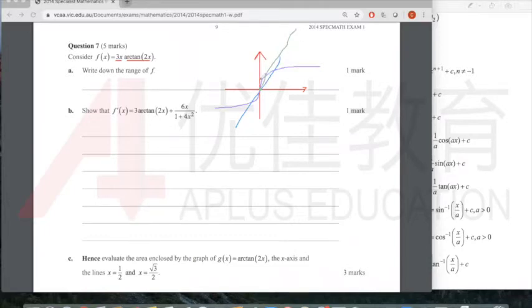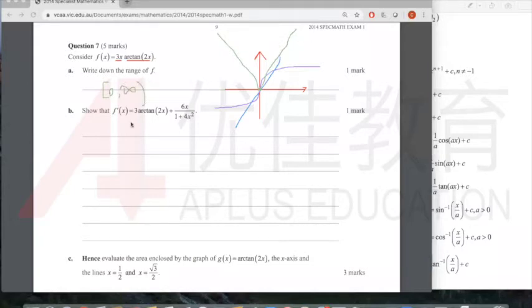On the left-hand side, it's essentially the same shape, and this is two negative numbers multiplied together, so it's still positive, and essentially it's symmetrical about the y-axis. The answer to this question would simply be 0 to infinity.